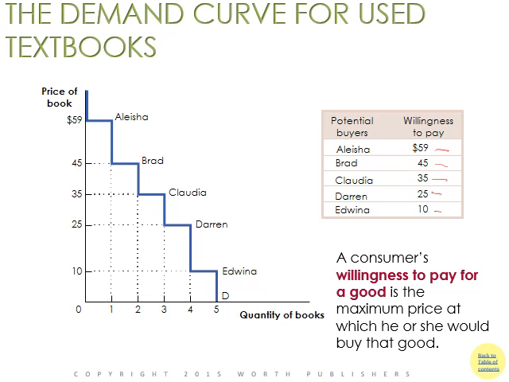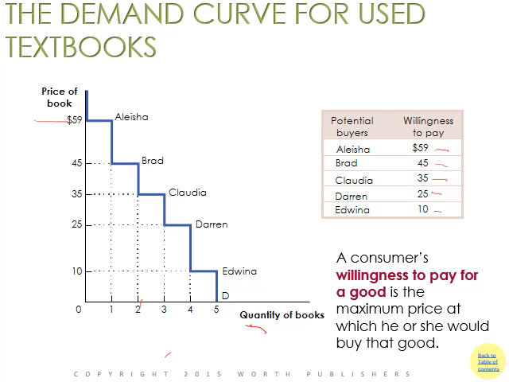On this information, we can graph our demand curve for used textbooks that shows the relationship between the price of the textbook and the quantity demanded. So when the price is above $59, the quantity demanded is 0 because there's no one willing to pay more than $59 for the textbook. When the price goes down to $59, the quantity demanded is 1 because Alicia purchases the textbook. When the price is $45, Brad is also willing to buy the book, so the quantity demanded is 2.